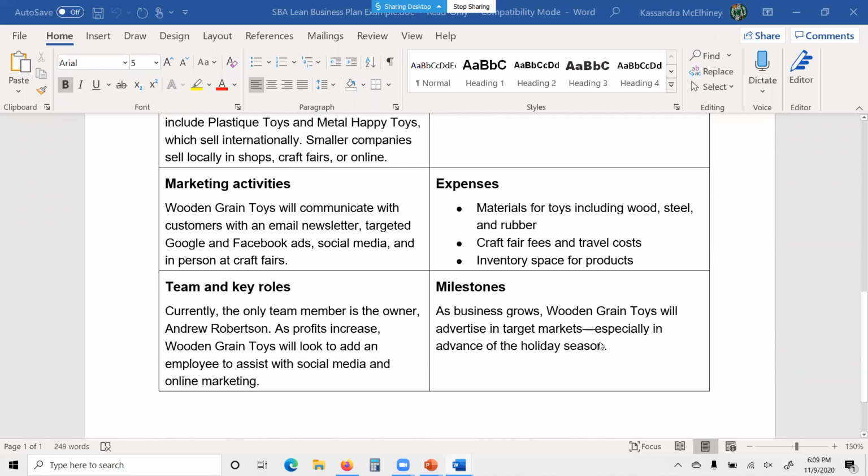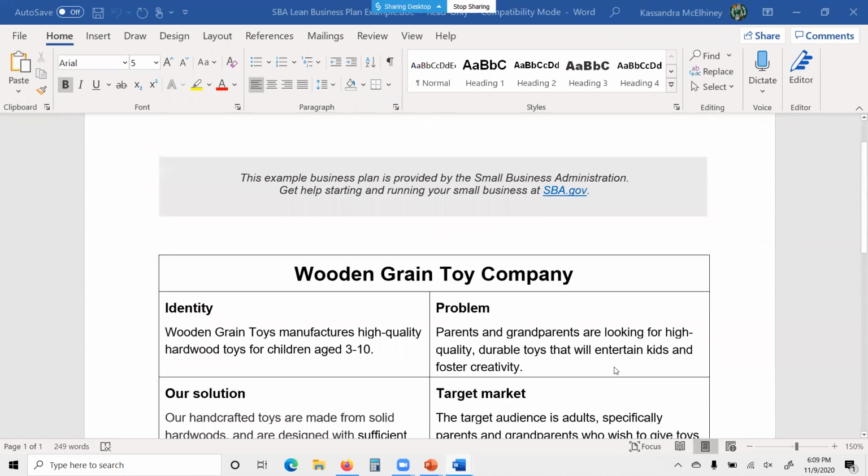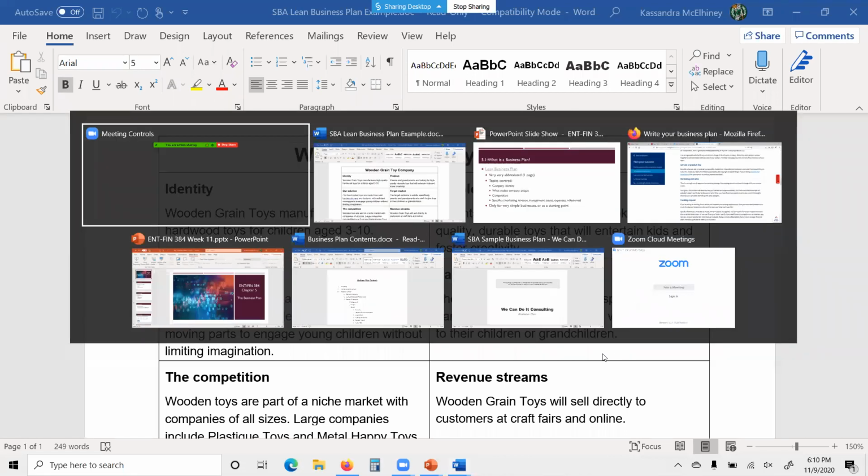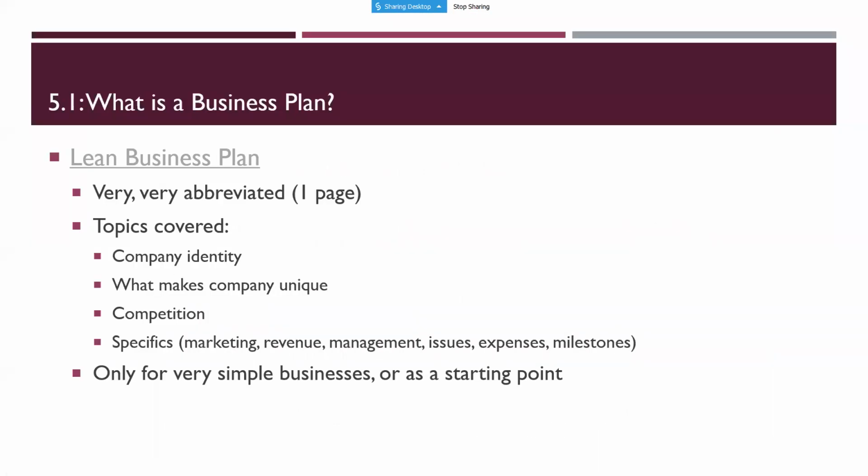and management and milestones. So some of the items that are typically covered by a longer business plan, this is just in super condensed format. So it's kind of more of a pamphlet approach than what we're going to see in the chapter here.